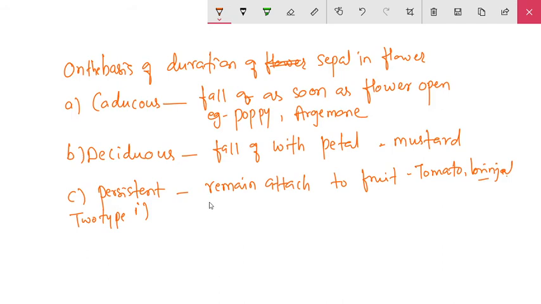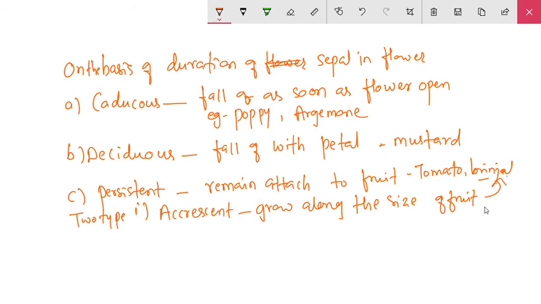So one is the accrescent. आता accrescent म्हणजे काय? They are not only the persistent but also grows along the size of the fruit. Okay. They are the persistent but they grow along the size of fruit. ओके. याचे एक्झाम्पल काय? ब्रिंजॉल आहे. ब्रिंजॉल मध्ये जसं फळ मोठं होत जातं कॅलिक्स पण त्या ठिकाणी मोठा होत जातो.